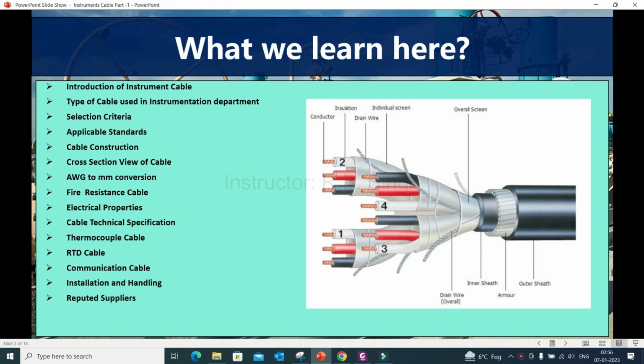is fire resistance and flame retardant cables, electrical properties of cables, cable technical specification preparation for purchasing, and thermocouple cables, RTD cables, communications cables. And then we will discuss installation and handling procedure of cables. And at last we will discuss reputed suppliers. In the right side video you can see a figure of a cable with its different parts shown.